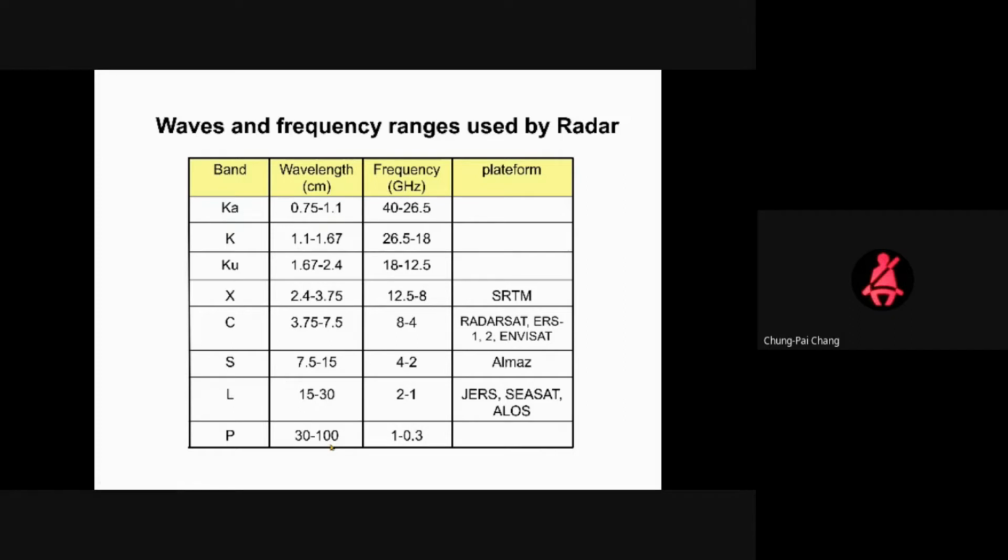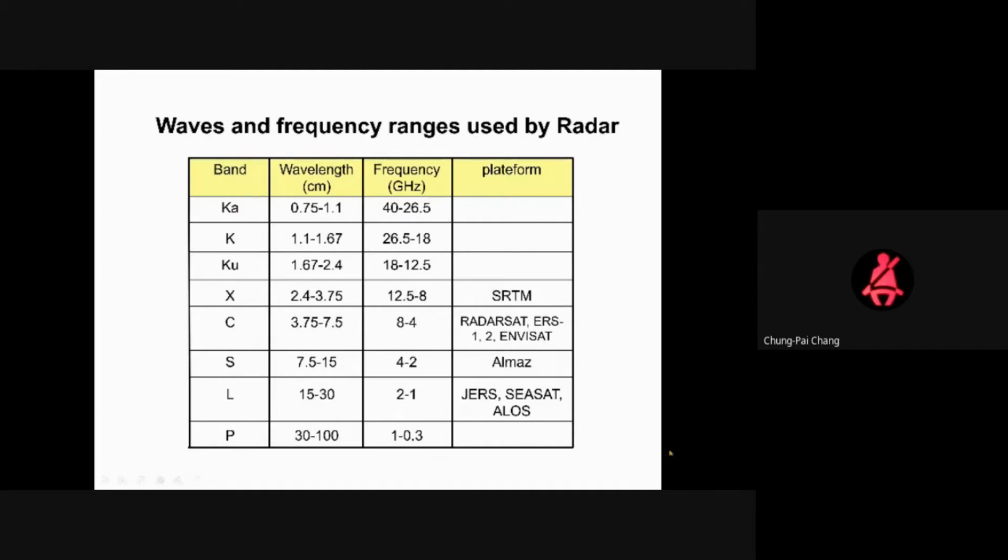For satellite remote sensing, normally we use a wavelength that is not too short, because then the noise will be too high, and not too long, because then the resolution will be too low. So we normally use from X band to L band. Regarding the first satellite, its payload was a C-band radar, and the JERS and ALOS, both Japanese satellites, are installed with L-band radar.